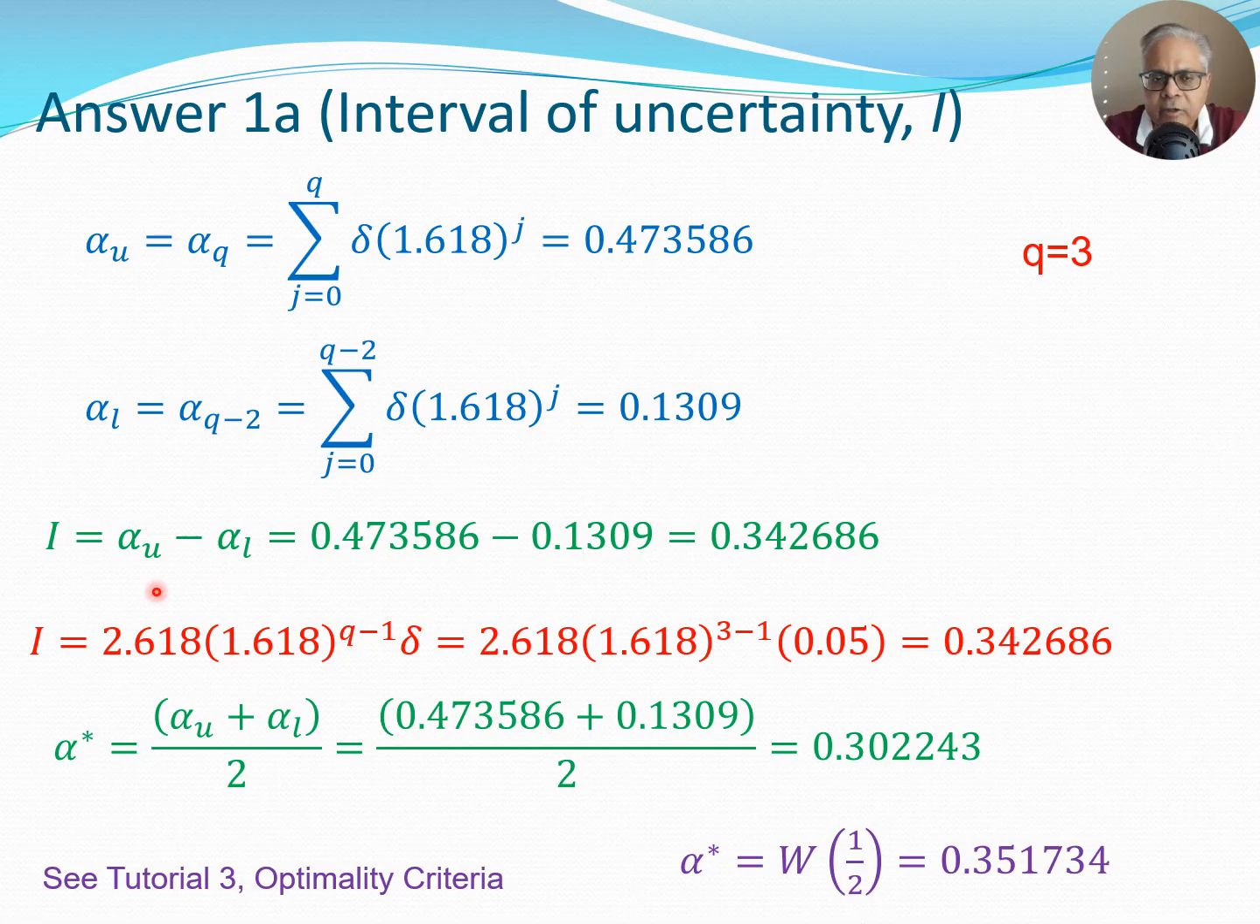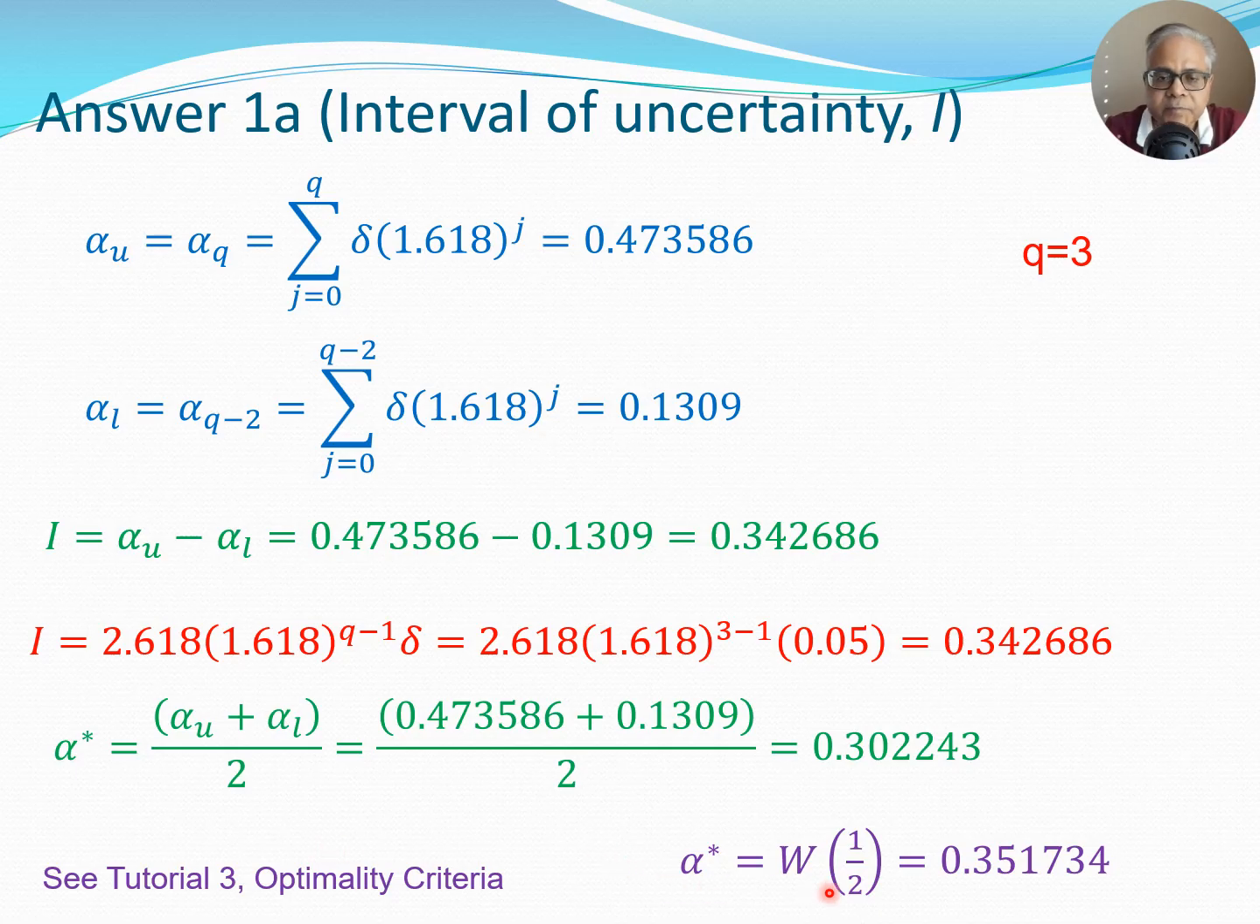0.473586. I calculate I as 0.342, and interestingly I can also get I from this formula which we have presented in the lecture. That also comes to 0.342686. So essentially the calculations I have done in the previous problem, or the previous slide, have been correct. So I can then get the estimate of the minimum point alpha star, and that comes to 0.302243.